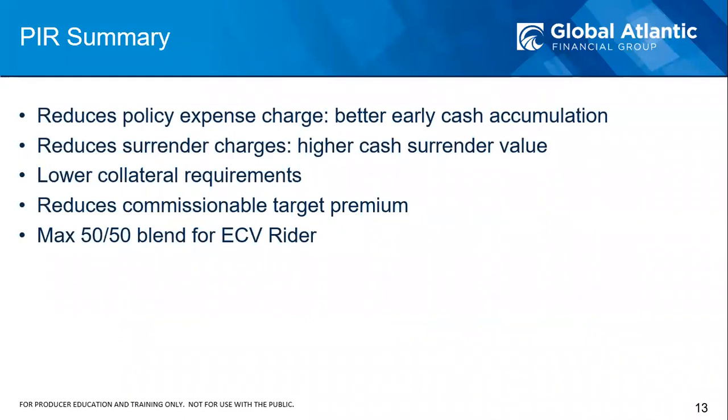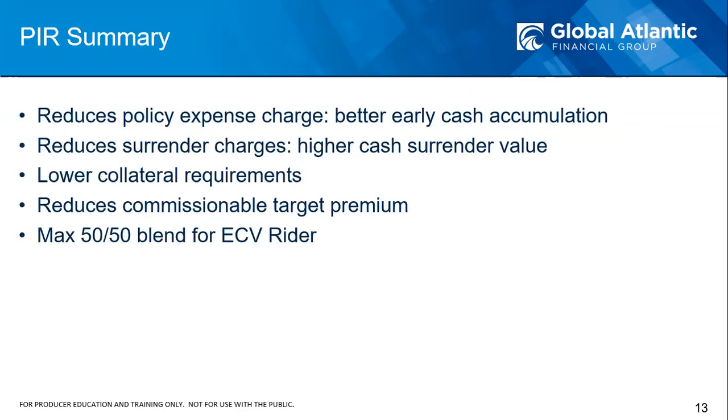So PIR summary, what does it do? It reduces the policy expense charge. Because we're reducing that policy expense charge, which in that particular case was $112,000, we're going to show you how doing a little bit of a term blend reduces that. You're going to have better cash accumulation. Using a PIR also reduces the surrender charge, so the illustration is going to have a higher cash surrender value.